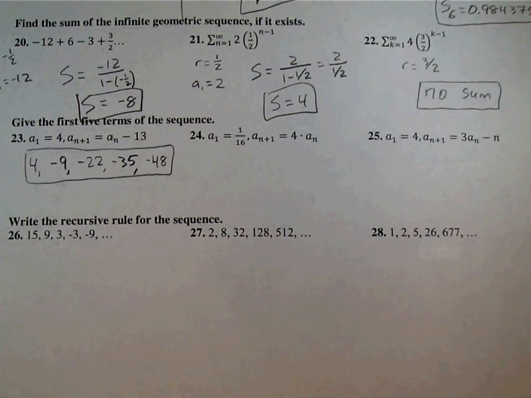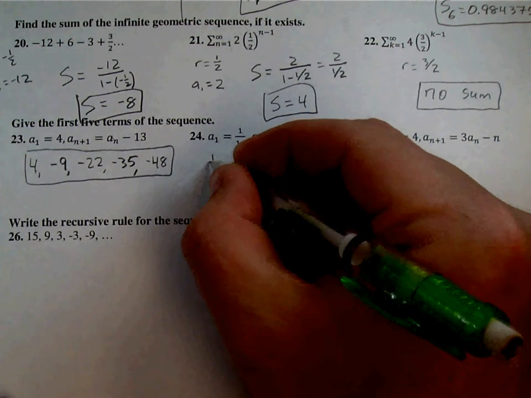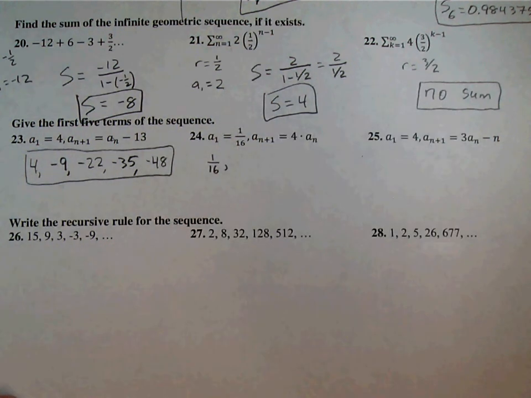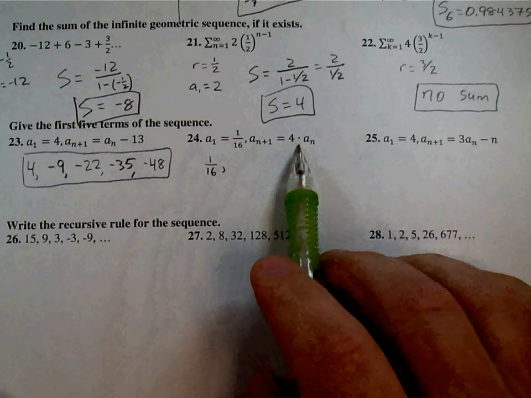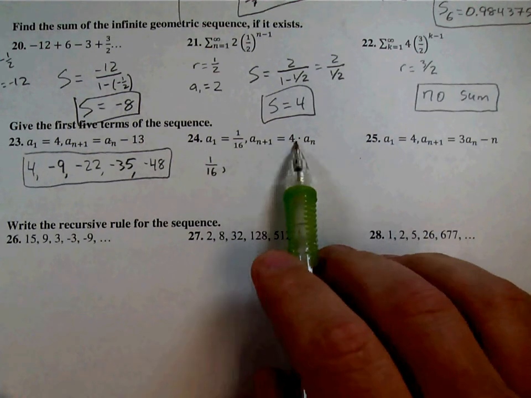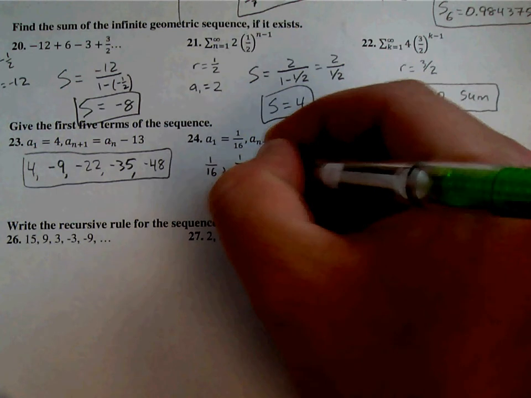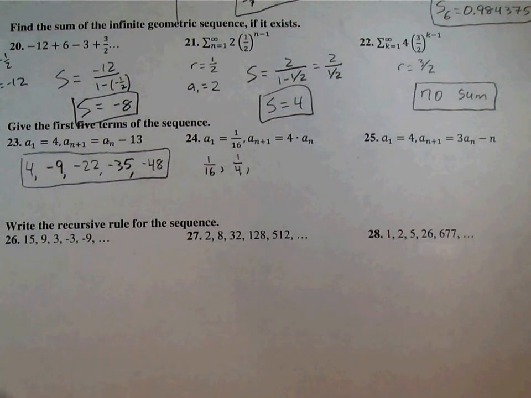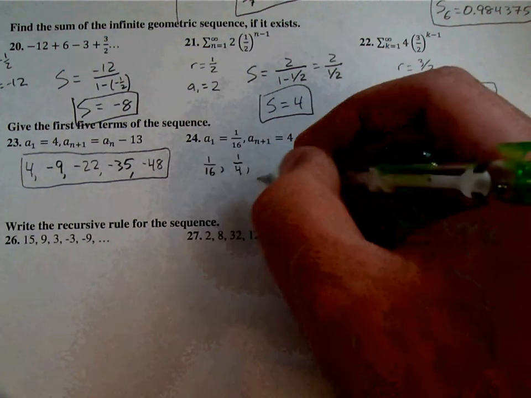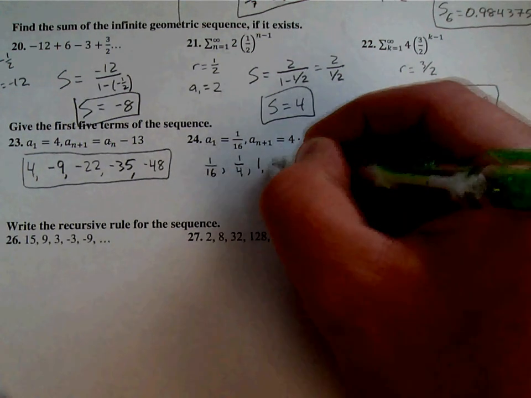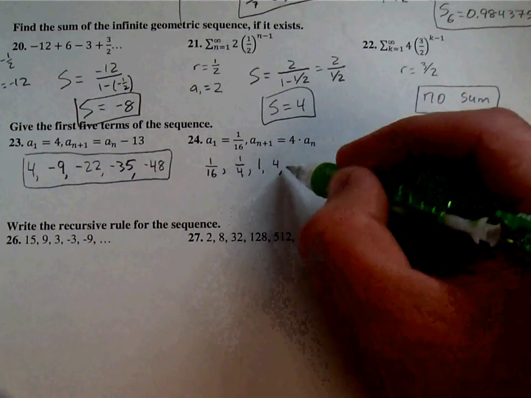Okay, number 24. I have 1/16 for my first term. So then I plug 1/16 in there. It says 4 times 1/16. That's 4/16, which simplifies to 1/4. Then I plug 1/4 in there. 4 times 1/4 is 1. Then I plug 1 in there. 4 times 1 is 4. Then I plug 4 in there. 4 times 4 is 16.